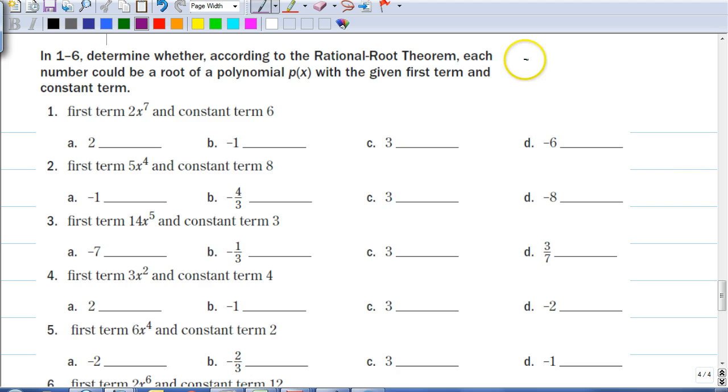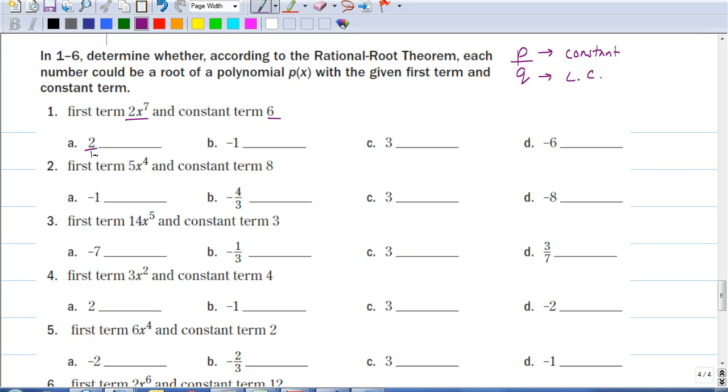So remember, we're looking at the rational root theorem, which is P over Q, where P represents the factors of the constant, and Q represents the factors of the leading coefficient. They give us the first term is 2x to the 7th. They give us that the constant term is 6. So that means my constant is 6, and my leading coefficient is 2. I want to see if each of these are factors using the rational root theorem.